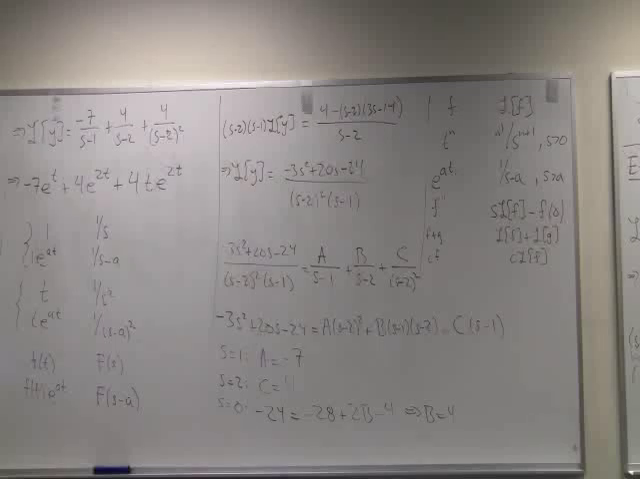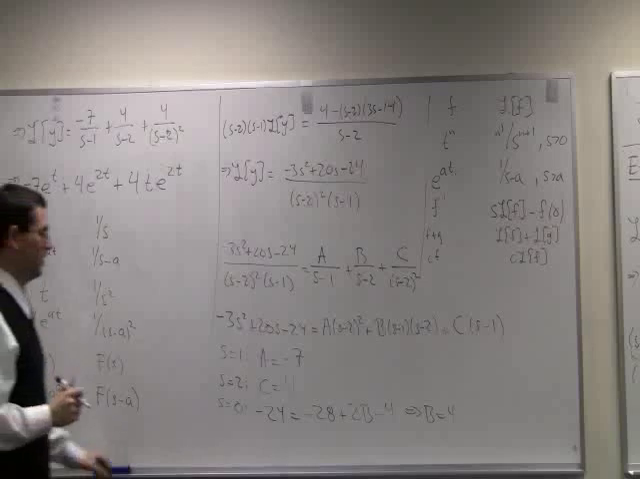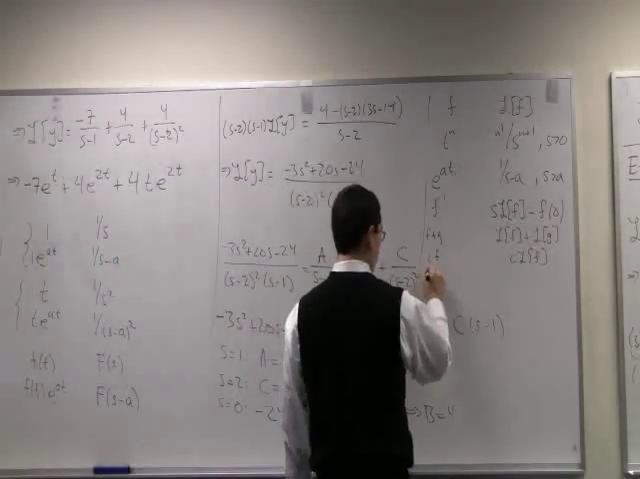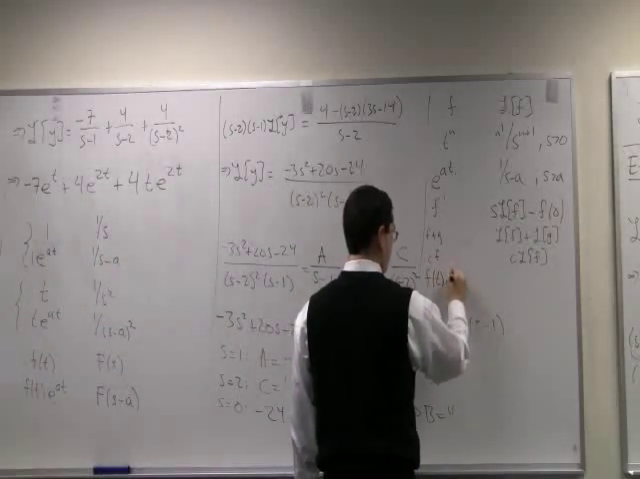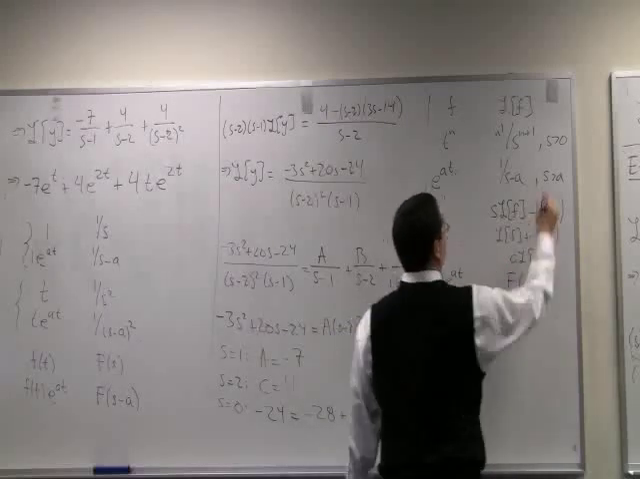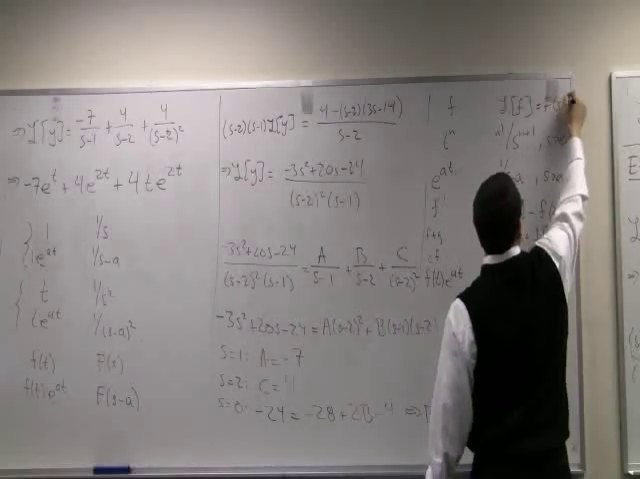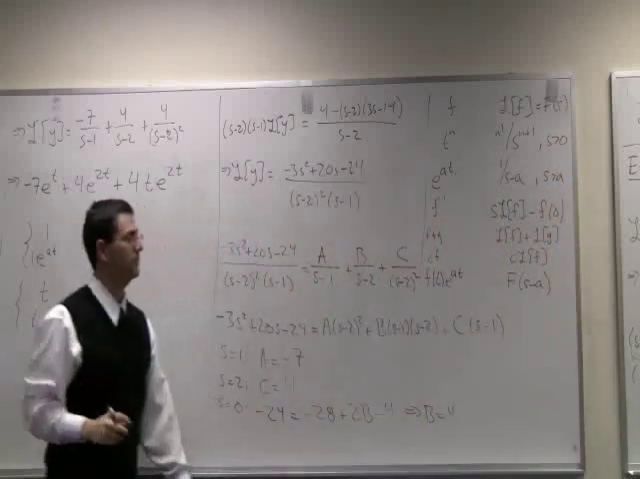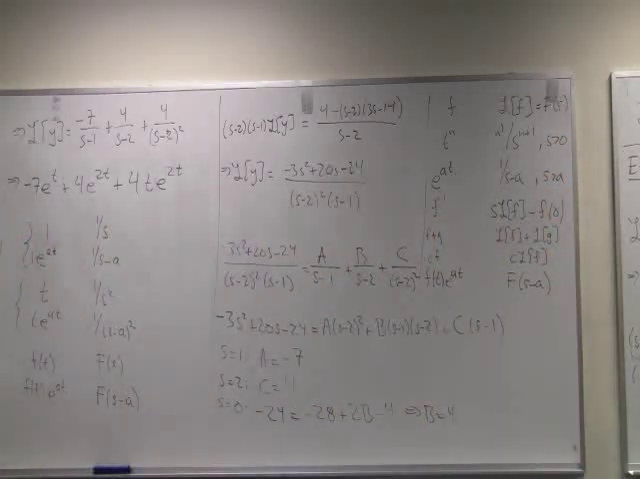It was kind of strange. E to the at, this weird exponential function, all it does is shift things over by a. So we can add that to our list. We have f of t e to the at, it becomes F of s minus a. That's quite nice.